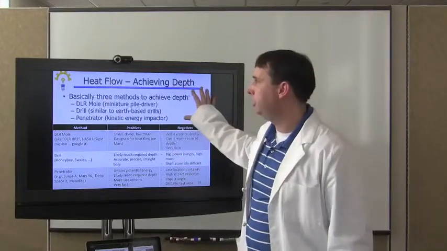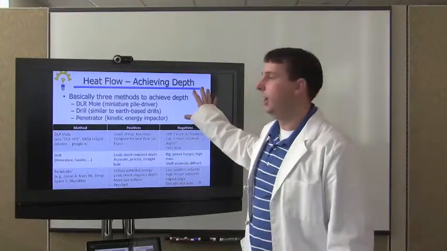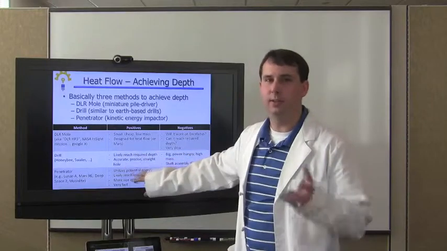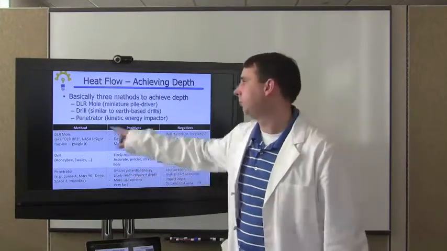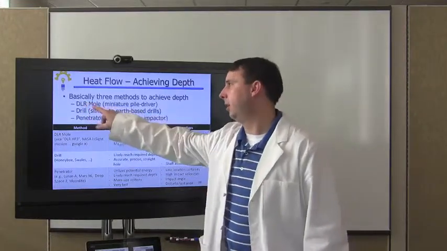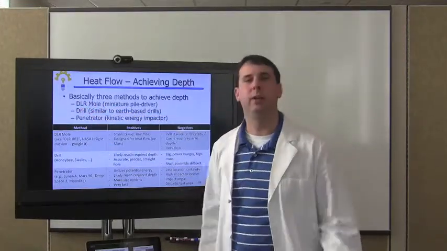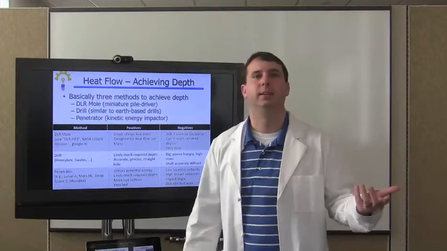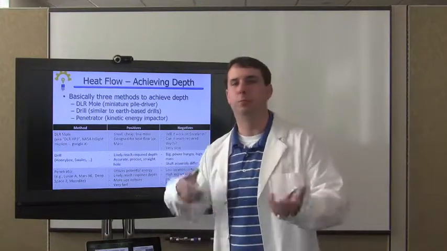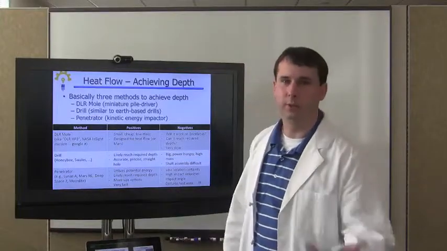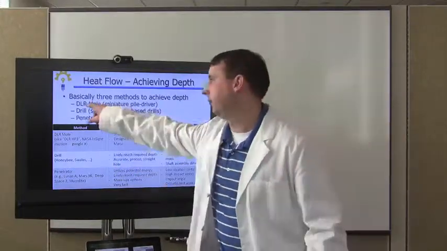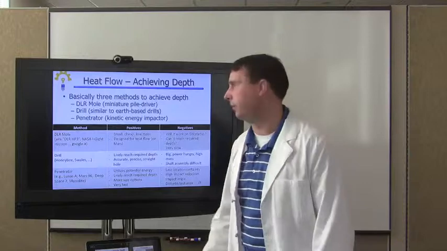So how do you achieve depth? We're going to give you these hints because it's tough to do otherwise. There are 3 basic ways to do it. The first one is the DLR mole. DLR is the German NASA, the German aerospace branch of the government. It stands for Deutsche Luft- und Raumschaft, basically German air and space.